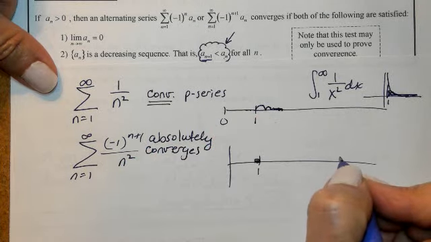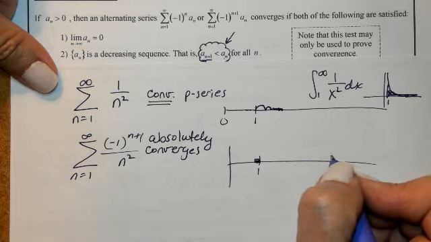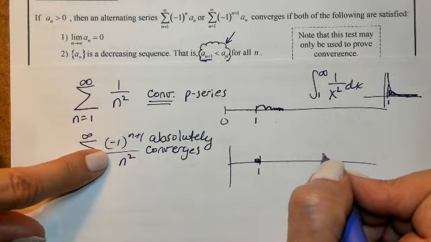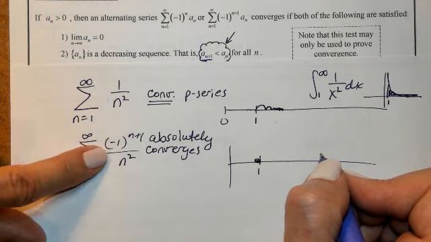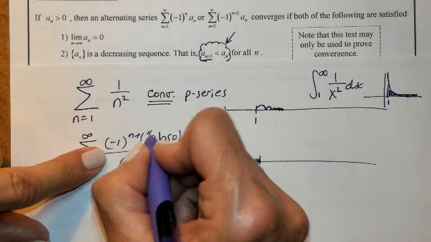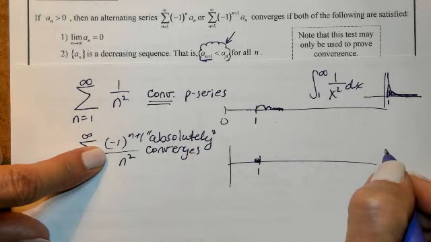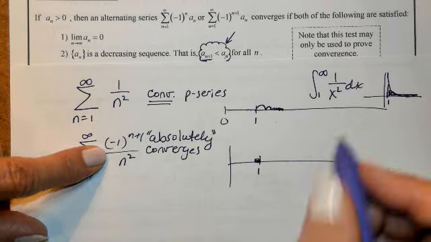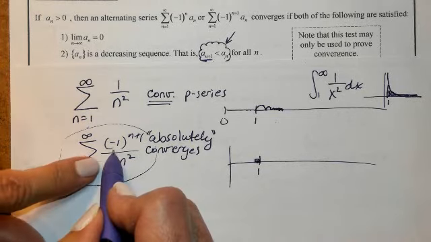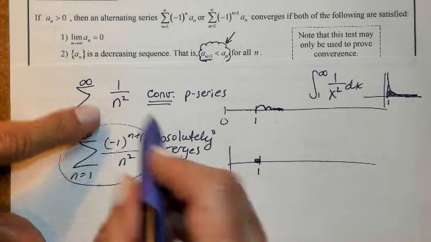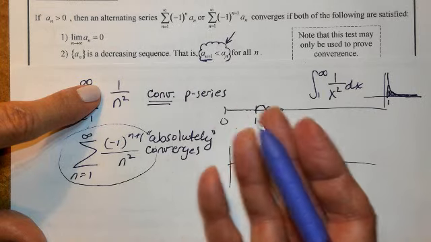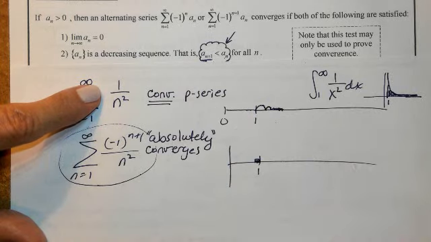It absolutely converges, right? If the non-alternating converges, then the alternating version of it will absolutely converge. And that's a term. Absolutely converging is a term describing an alternating series, only an alternating series. A non-alternating series doesn't absolutely or conditionally converge, okay?